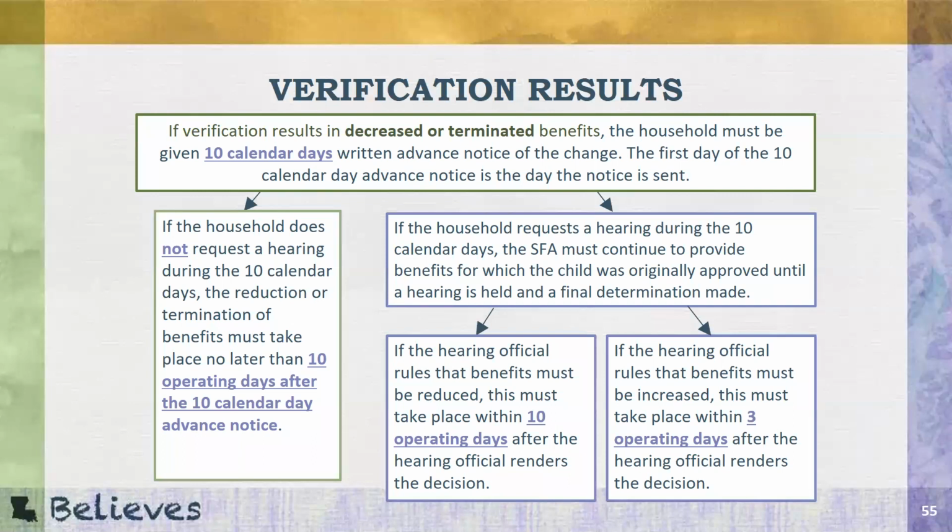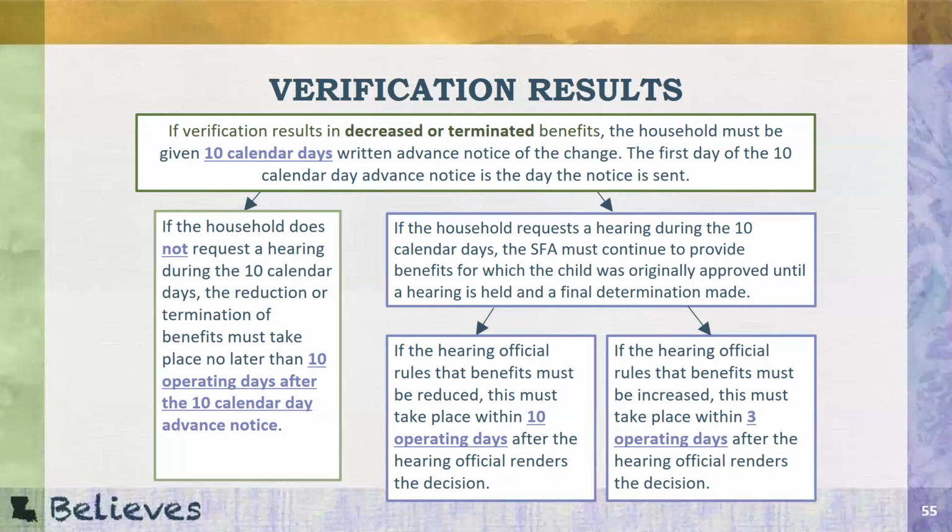However, if the household requests a hearing during the 10 calendar days, the SFA must continue to provide benefits for which the child was originally approved until a hearing is held and a final determination is made. From here, if the hearing official rules that benefits must be reduced, this must take place within 10 operating days after the hearing official renders the decision.